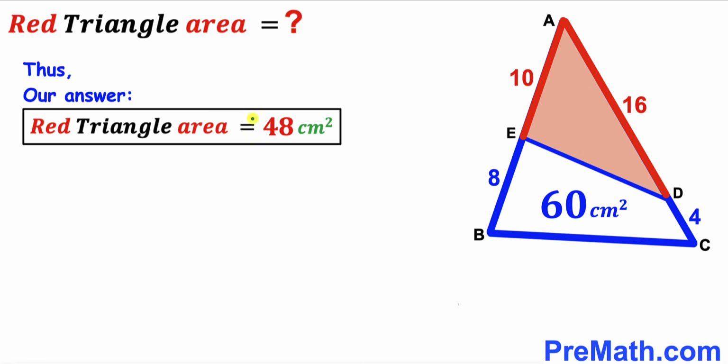So after all the calculations and manipulations, the area of this red shaded triangle turns out to be 48 square centimeters. And that's our final answer.